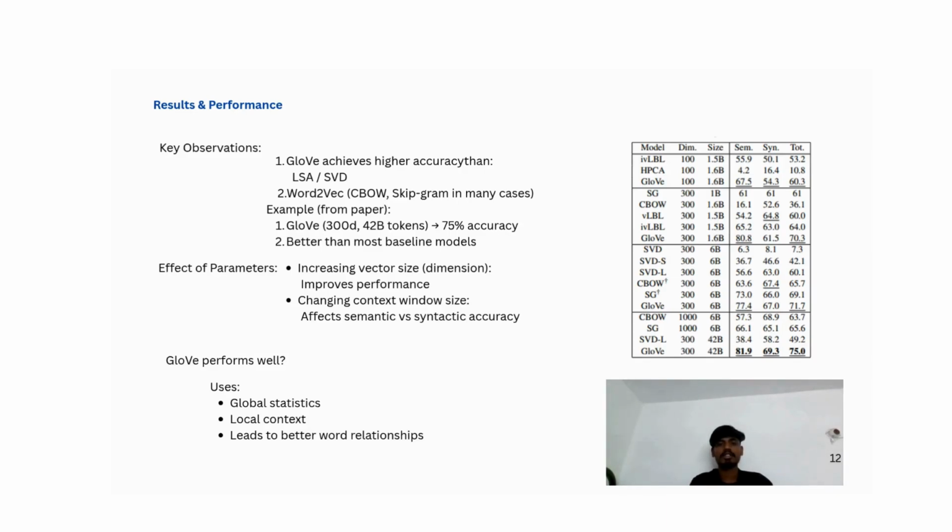Now, as for the results, GloVe performs better than many baseline models like simple co-occurrence or one-hot encoding. Its strengths come from combining both global statistics and local context information, which allows it to capture deeper linguistic patterns. We also observe that increasing the vector size or dimensionality improves performance, as it allows more information to be stored. However, this comes at the cost of higher computational resources and memory usage.